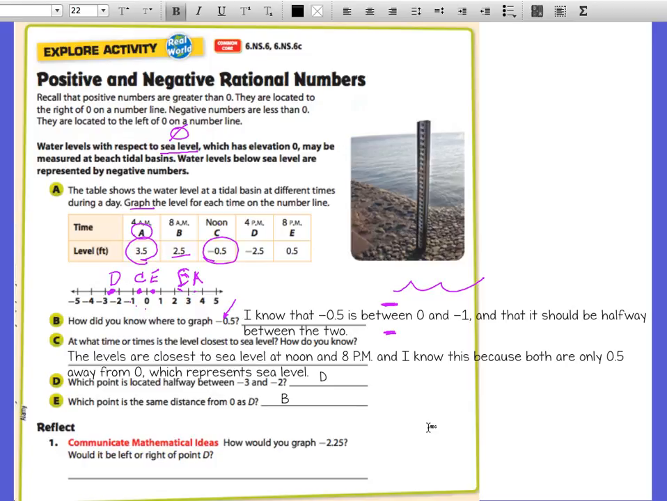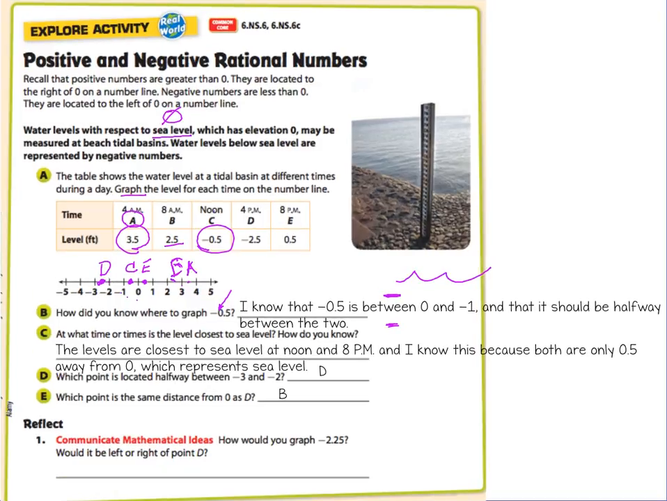Okay, so now -2 and 25/100ths. So when we're looking at this graph, so for number 1, the reflect, it's asking how would I graph -2 and 25/100ths? Well, here's the thing. I know that I would have to go to the left of 0 because it's negative. Looking at point D is 2.5. Since point D is 2.5, I have to think, is 2 and 25/100ths going to be closer to 0 than 2.5, or is it going to be further away from 0 than 2.5?